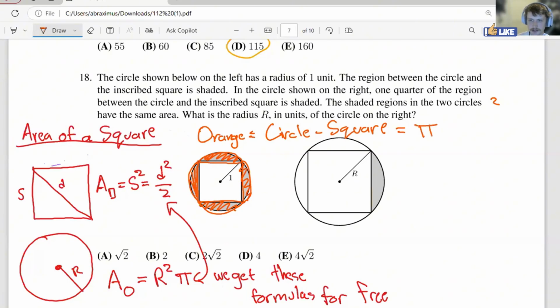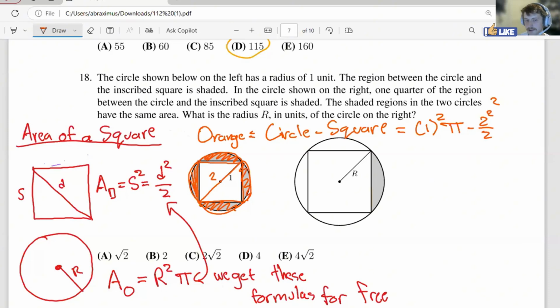So the area of the circle is going to be the radius of the small circle. The small circle has a radius of 1, and then it's times pi. So that's just equal to pi. And then the area of the square is going to be 2 squared, because this diagonal is 2 long. So minus 2 squared over 2. We have to divide it by 2.